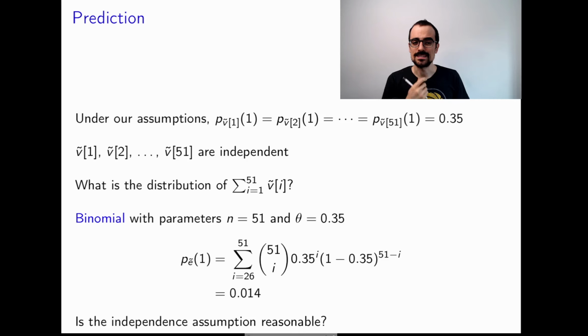But is the independence assumption reasonable? Well, as I explained a little bit before, not really. If rural voters in Nevada go to vote, a lot of them go to vote, then probably in Arizona they're also going to go to vote.